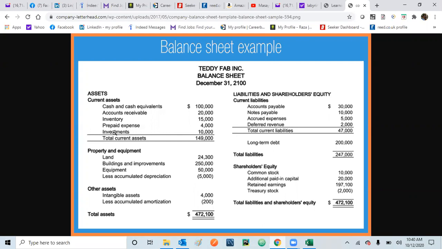Another thing, sometimes you are investing in shares, stocks, these types of things. These are also part of your current assets. Why? Because you can sell those stocks or shares anytime, and you can get your money back. So all of these types of investment that your company is doing will be part of current assets.